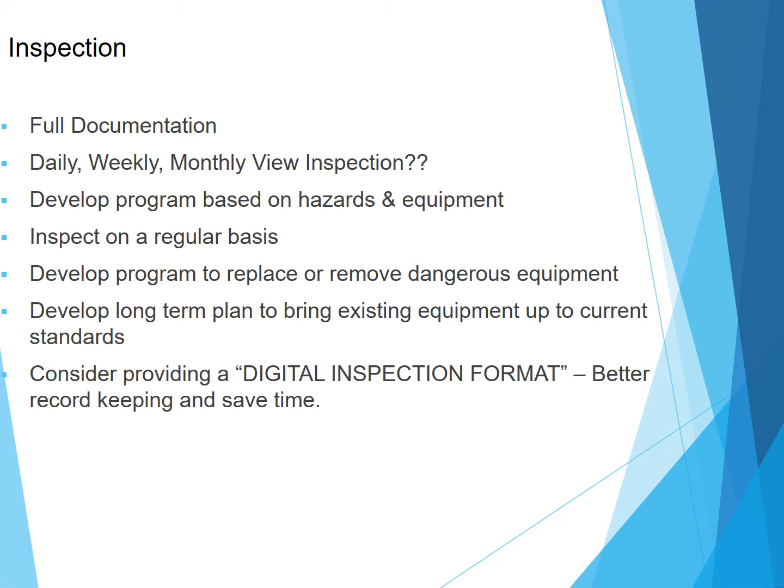The inspection process should be fully documented. Daily, weekly, monthly visual inspections. Develop the program based on hazards and equipment. This is where it's very interesting to develop a program that is specific to your type of playground. Not every playground has a swing set. Not every playground has a tire swing. Some playgrounds have only standalone climbers. They don't have a larger composite playground type structure. You may not have any slides or seesaws. Develop each inspection format in particular to the type of playground you have.